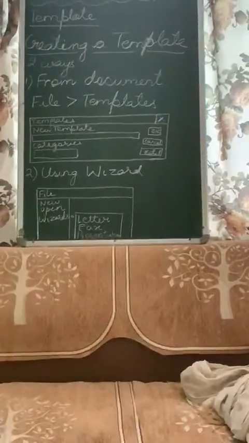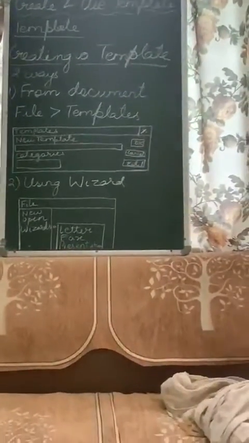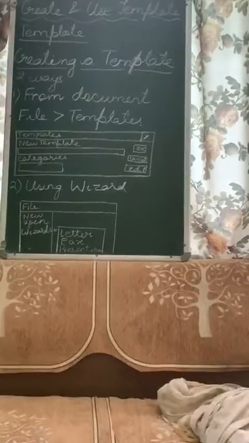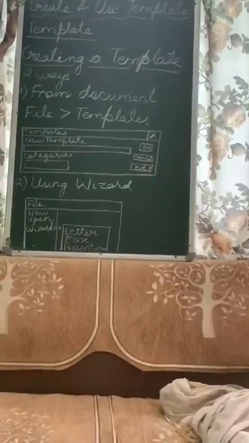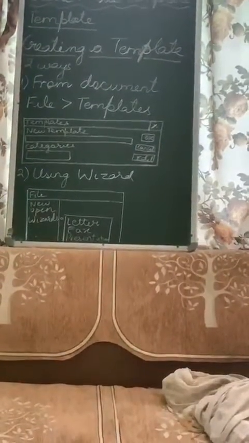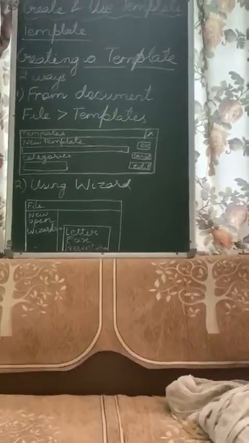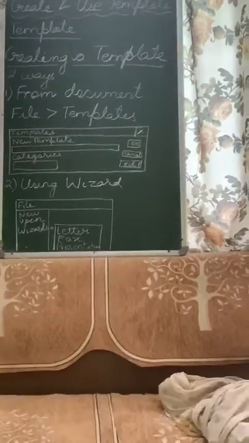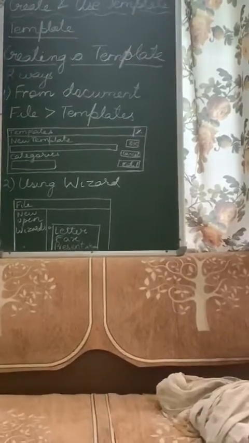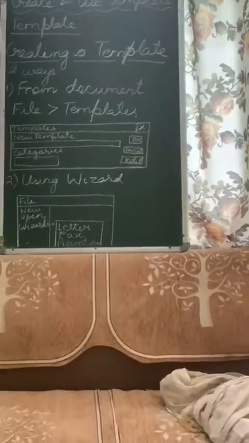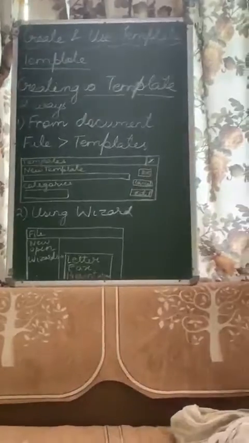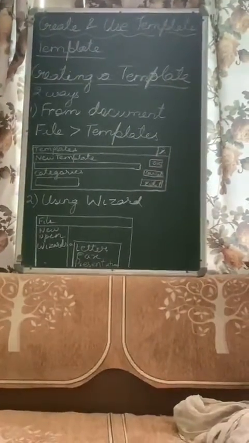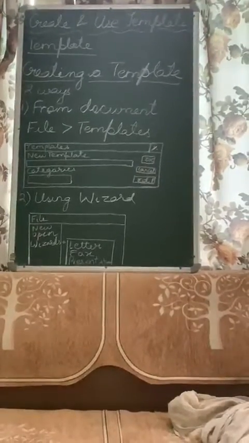So now it will open a window known as wizard. Just by clicking on next, next, next, you will be able to create a template using a wizard. You can specify the name and location for saving the template. Finally, you will have the option of creating a new document from this wizard. So these are the two ways how we can create a template. First one was from the document itself, and the second one is from the wizard.